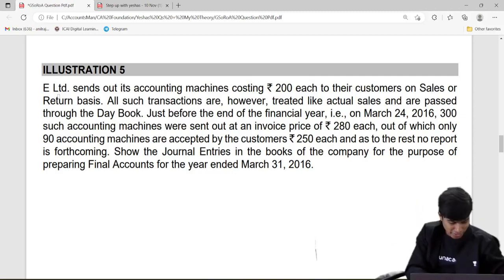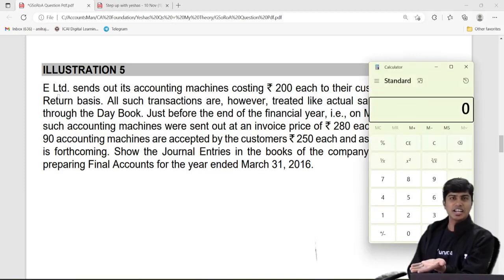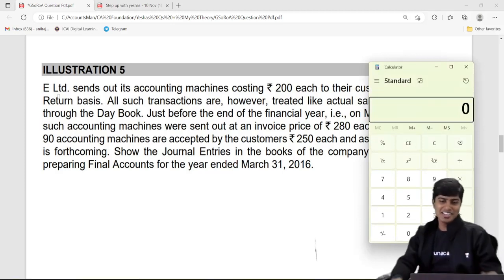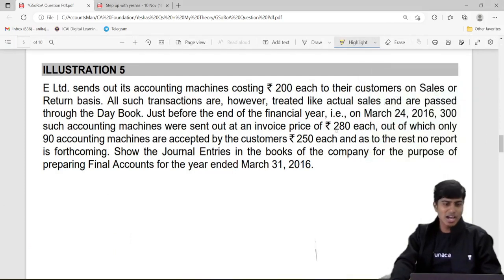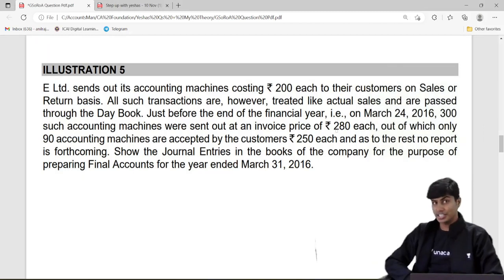Want to see a calculator? This is an accounting machine, a calculator. Okay, hi-fi name, isn't it? Pretty hi-fi name. E Limited sends out its accounting machines costing rupees 200 each to their customers on sale or return basis.